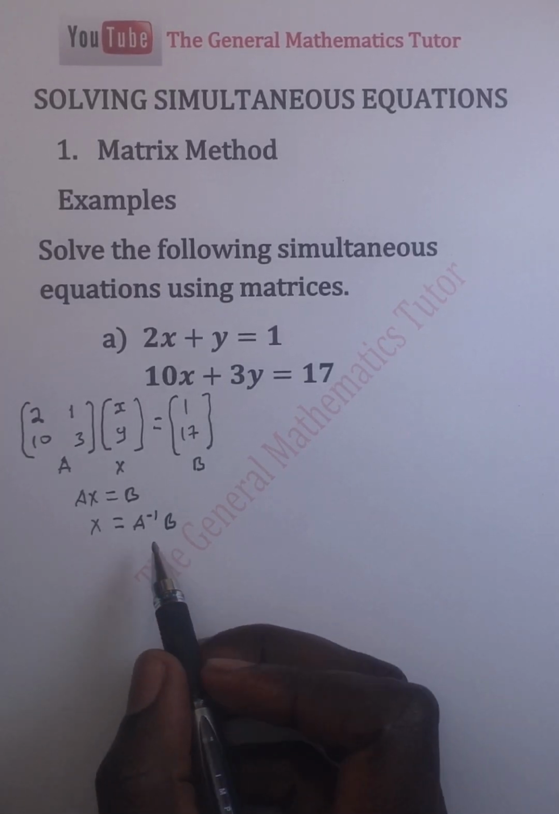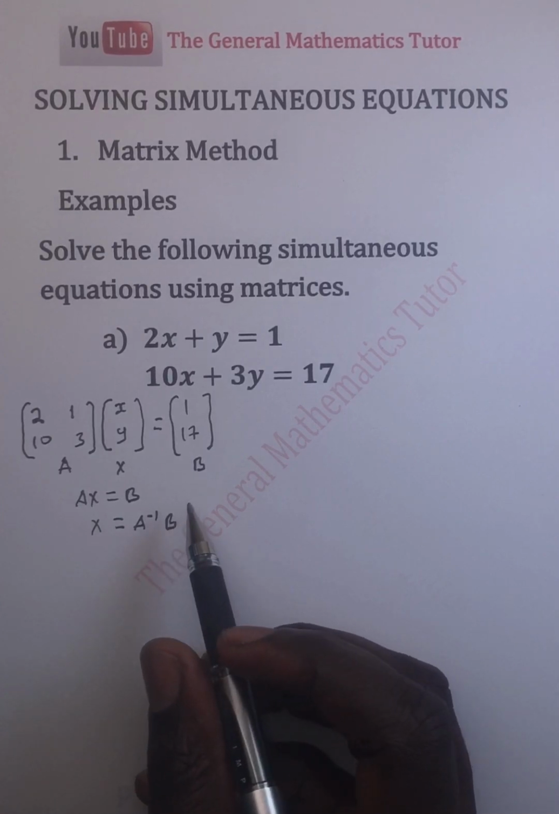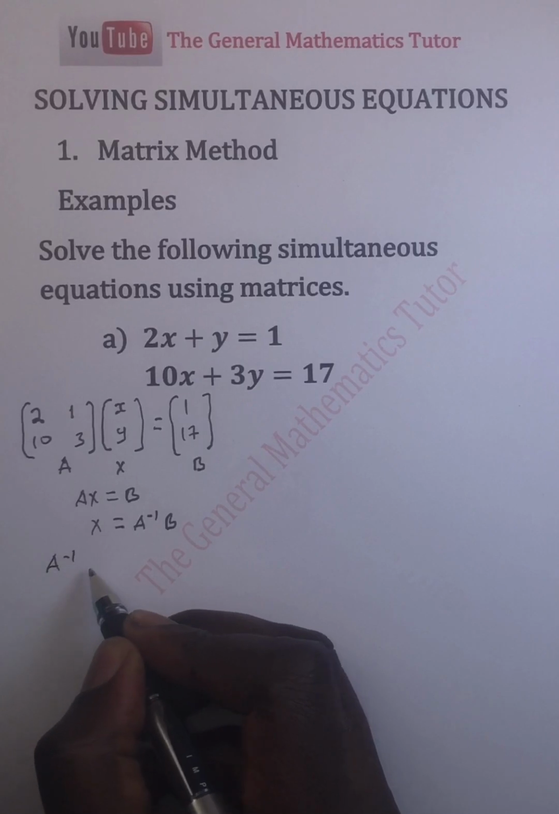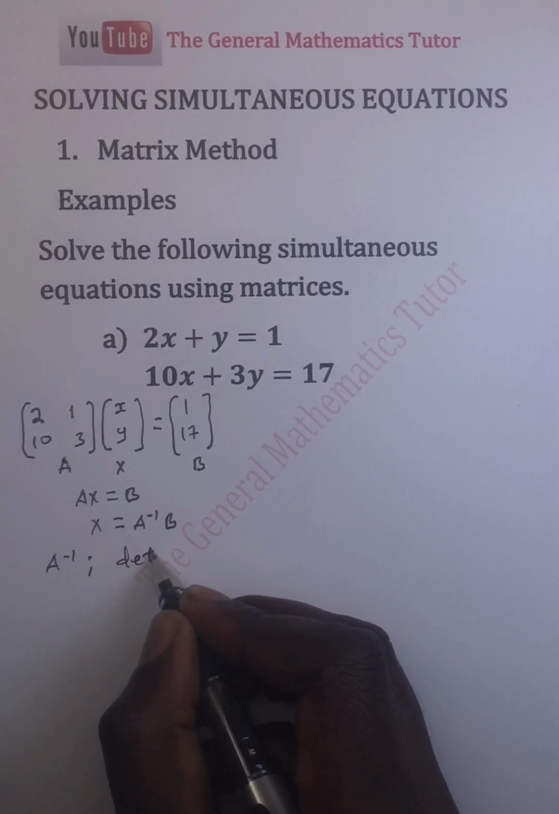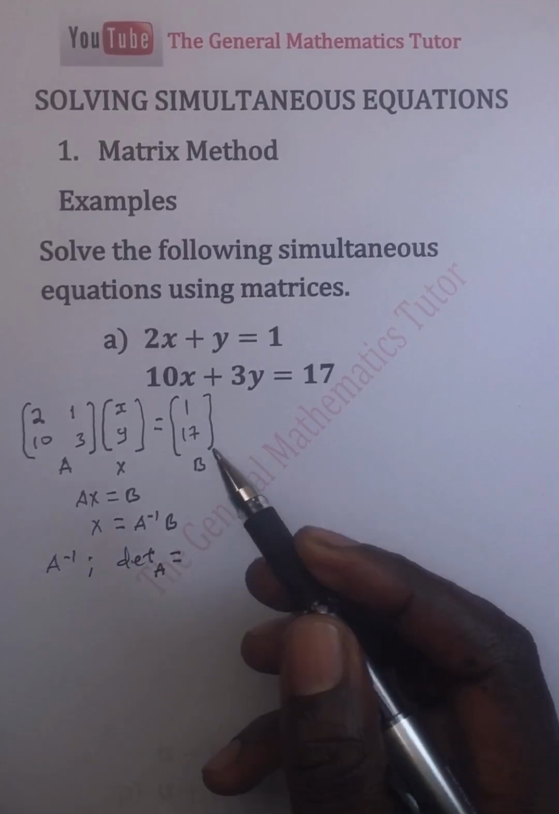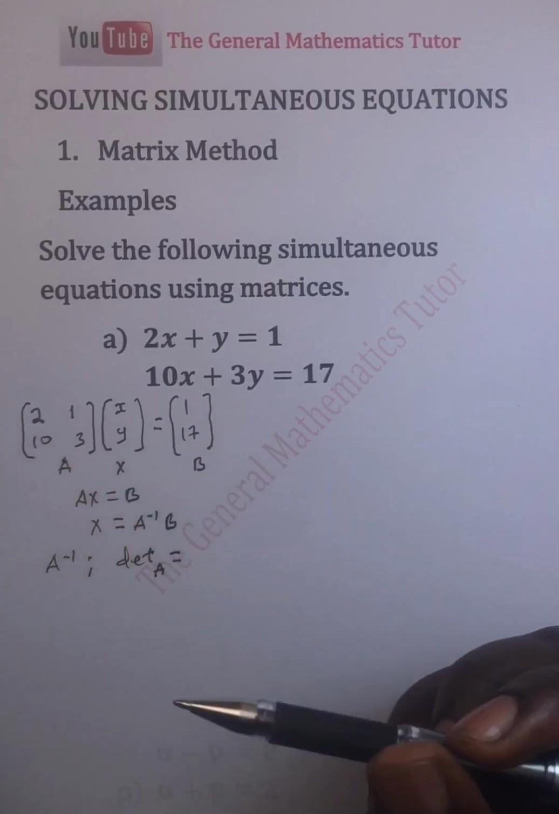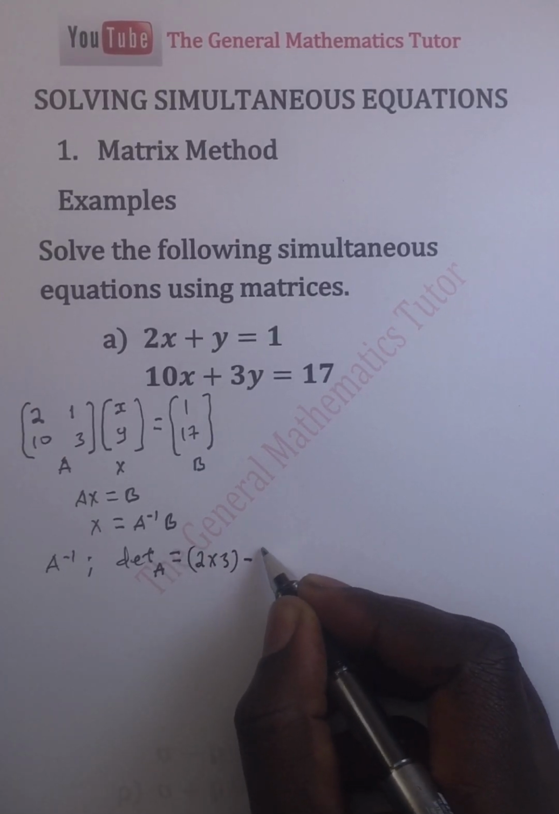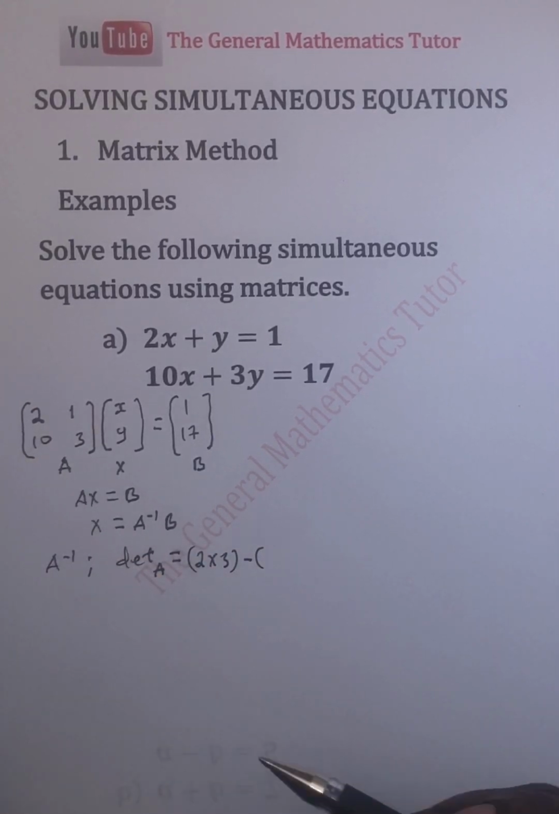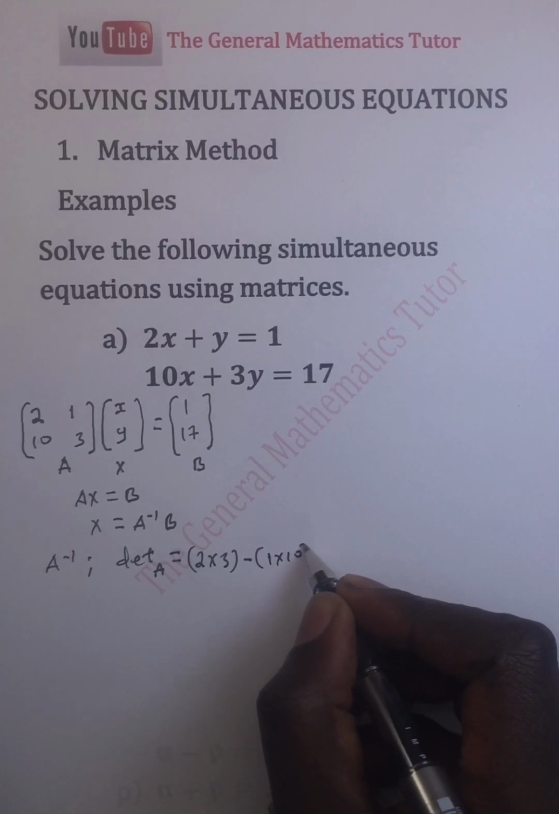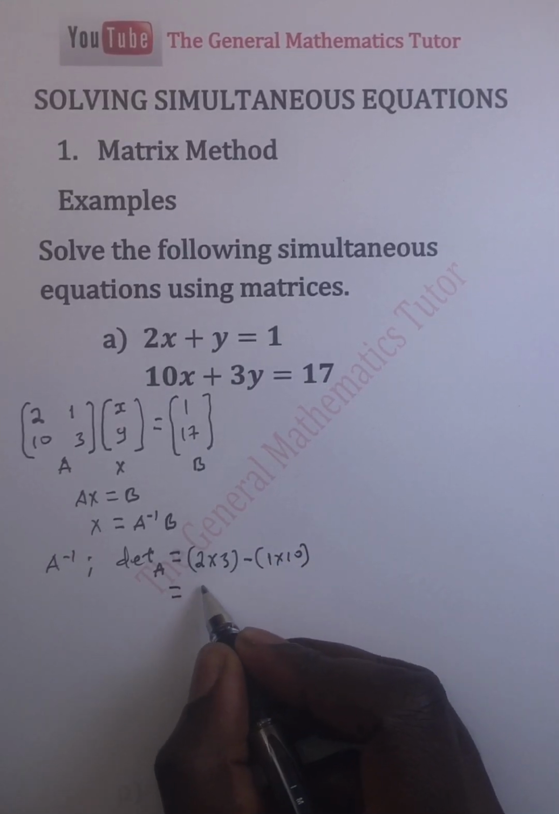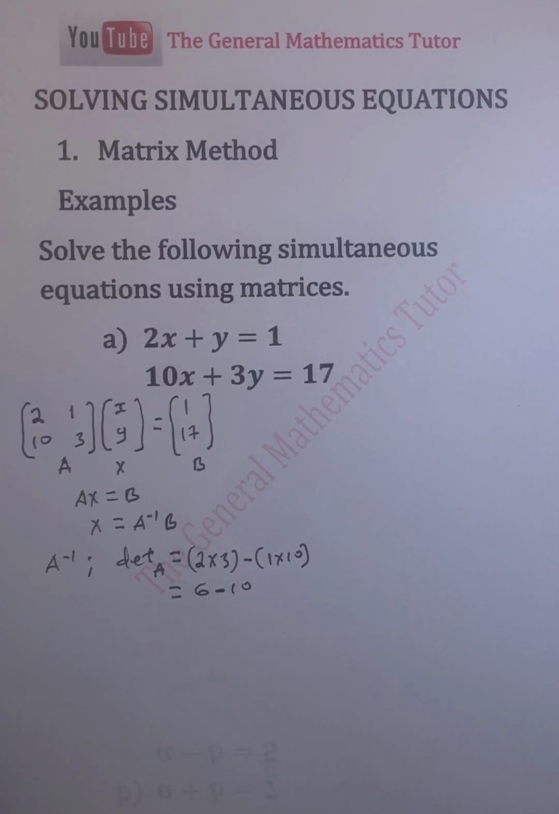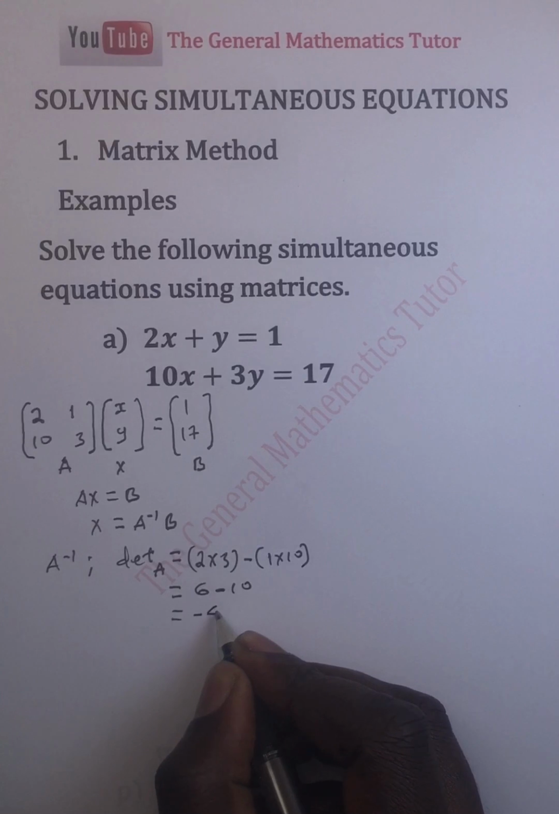So this implies that we have to obtain the inverse of the matrix A, that is 2, 1, 10, 3. So for us to be able to obtain the inverse, we first of all need the determinant of A, which can be obtained by multiplying the members of the main diagonal, that is 2 times 3, minus the product of the members of the other diagonal, that is 1 times 10. So that will be 6 minus 10. So 6 minus 10 is the same as negative 4.